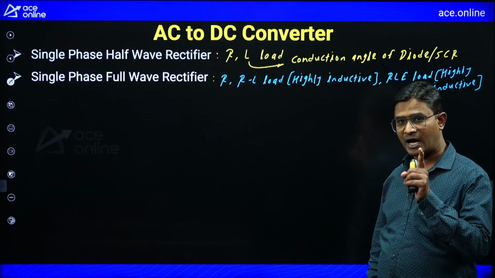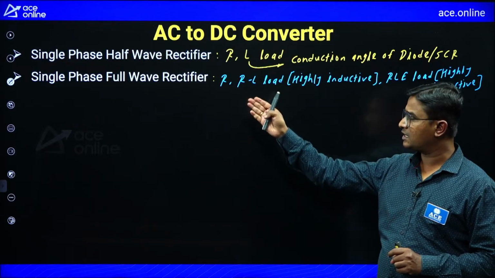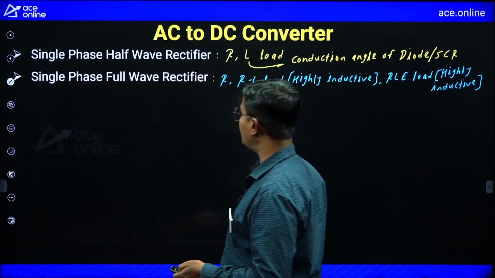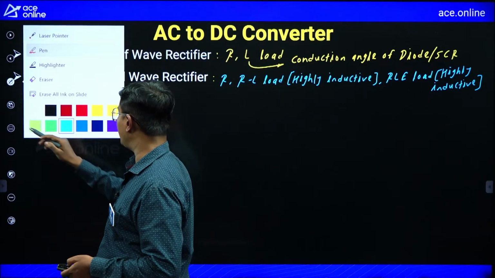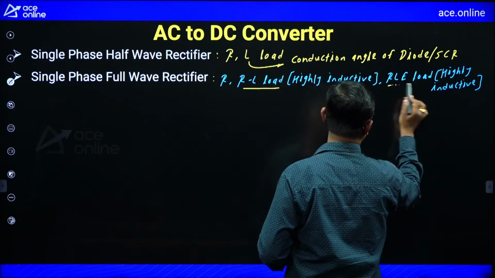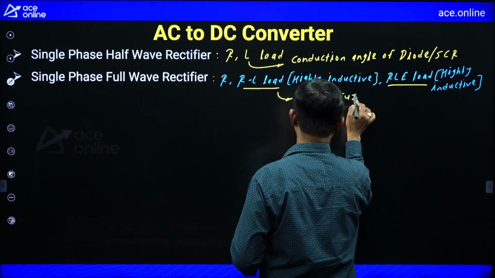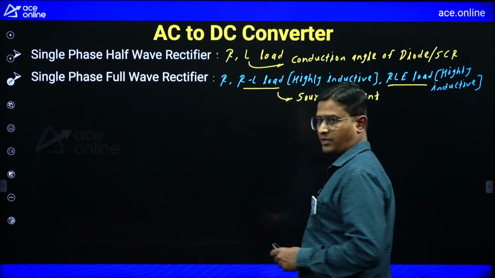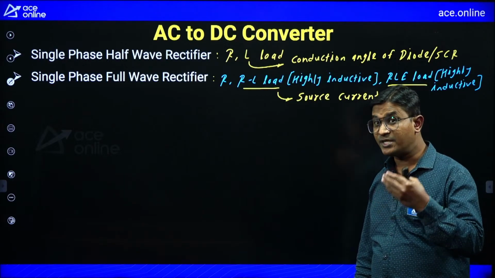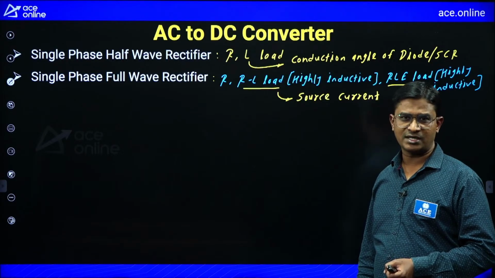Next, for RL load or RLE load, that is, when the load is highly inductive, in single phase full wave we have the bridge rectifier. In the bridge rectifier, the nature of the source current waveform is important for RL and RLE. If you recall, how is my source current waveform? For highly inductive load in a single phase bridge rectifier, my source current is a square function.